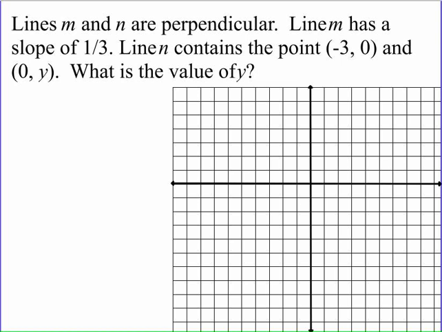Lines M and N are perpendicular. Line M has a slope of 1/3. Line N contains the point (-3, 0). So first of all, (-3, 0) is right here. If line M has a slope of 1/3, what does the slope of line N have to be? 3 over 1. Remember, it's the negative reciprocal. And so that means my slope is -3.